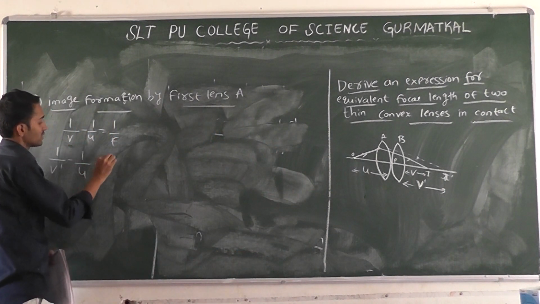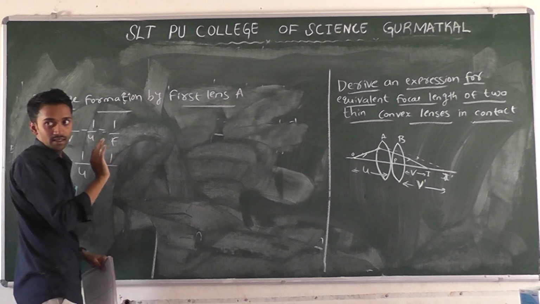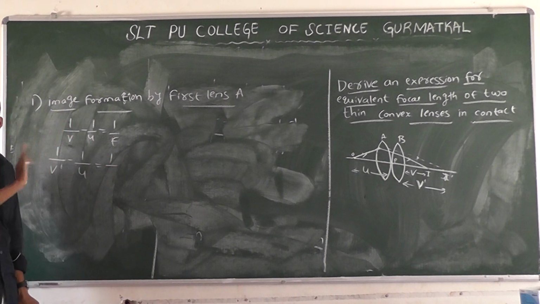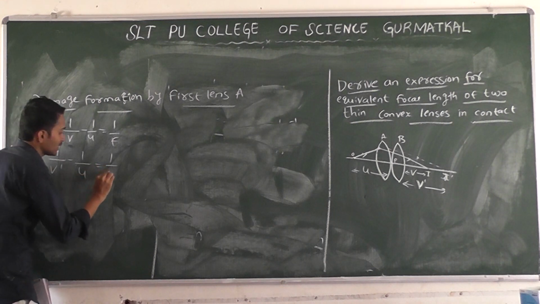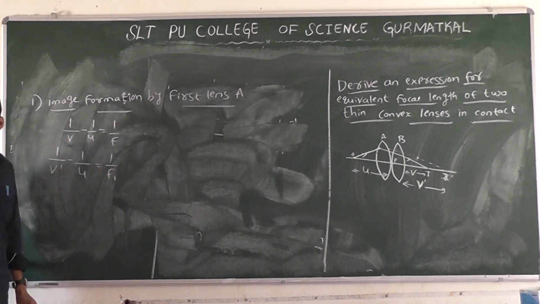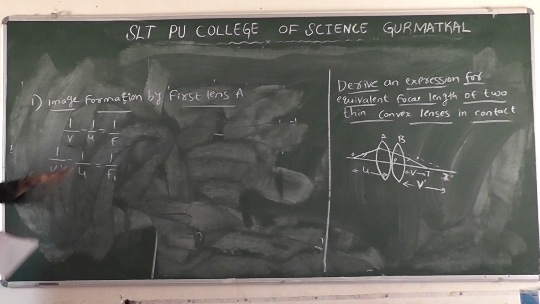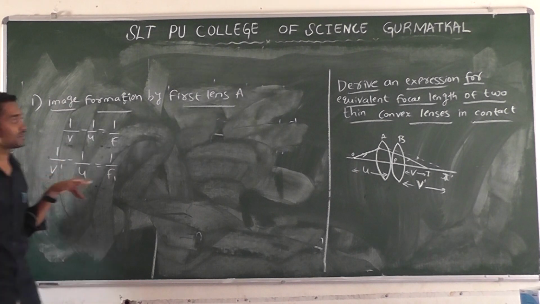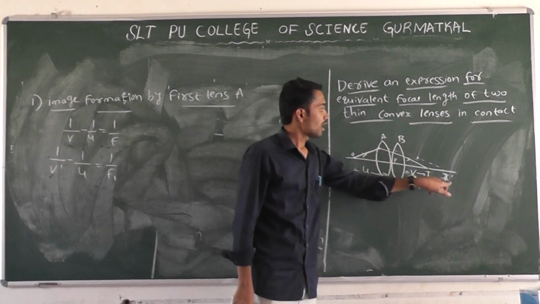Which lens are we taking? The first lens. The first lens has focal length f1, and the second lens has focal length f2. In this case we are taking the first lens, so I will write focal length f1. Yes, so this is the general expression and this is the converted expression. What is the V dash here? V dash means image distance, from point P to I dash.